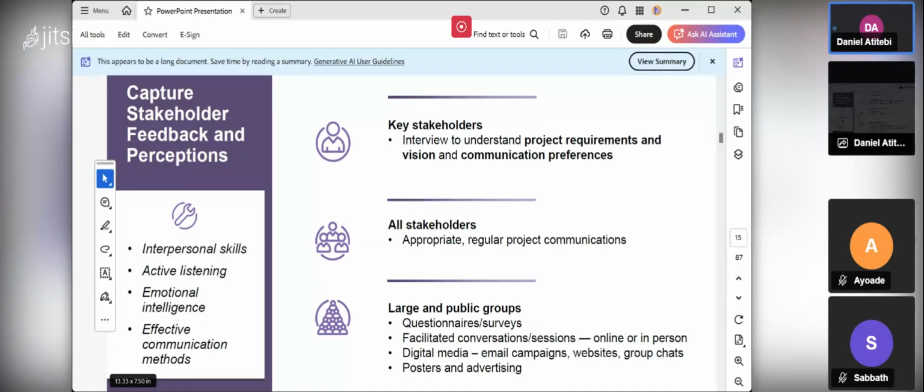All these things will help you to get feedback when you communicate. There are two ways. I communicate with you, you give me the feedback. Most of the time, the feedback helps us to improve on what we are doing in our project. So very important. So you capture stakeholder feedback.